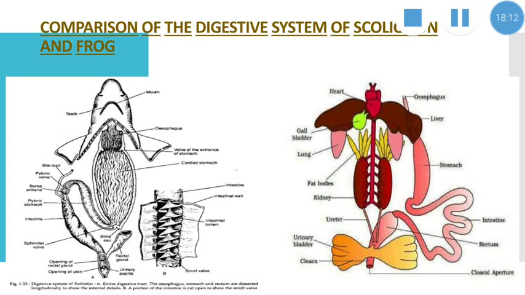But in the case of the frog, the intestine is a long, coiled tube, narrower than the stomach. It is divided into small intestine and large intestine. And here the scroll valve is absent. The intestine leads to the rectum. In the case of Scoliodon, the rectum is very short and narrower than the intestine. In the case of the frog, the rectum is fairly long and wider than the intestine. In Scoliodon, the cecum is absent, and in the frog, rectal ceca are present. The rectum opens into the cloaca.